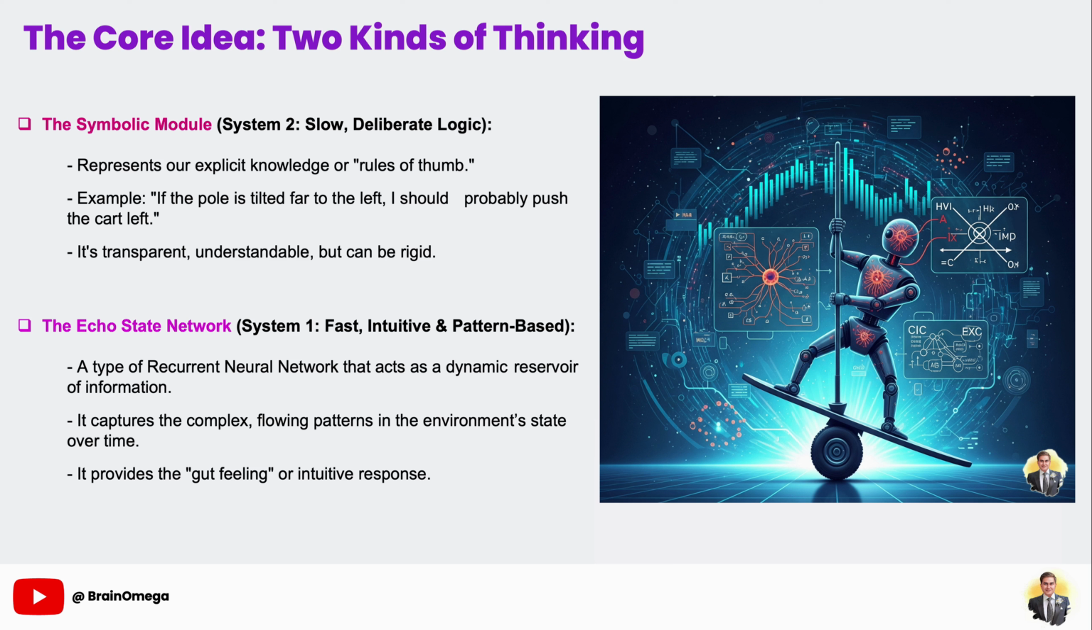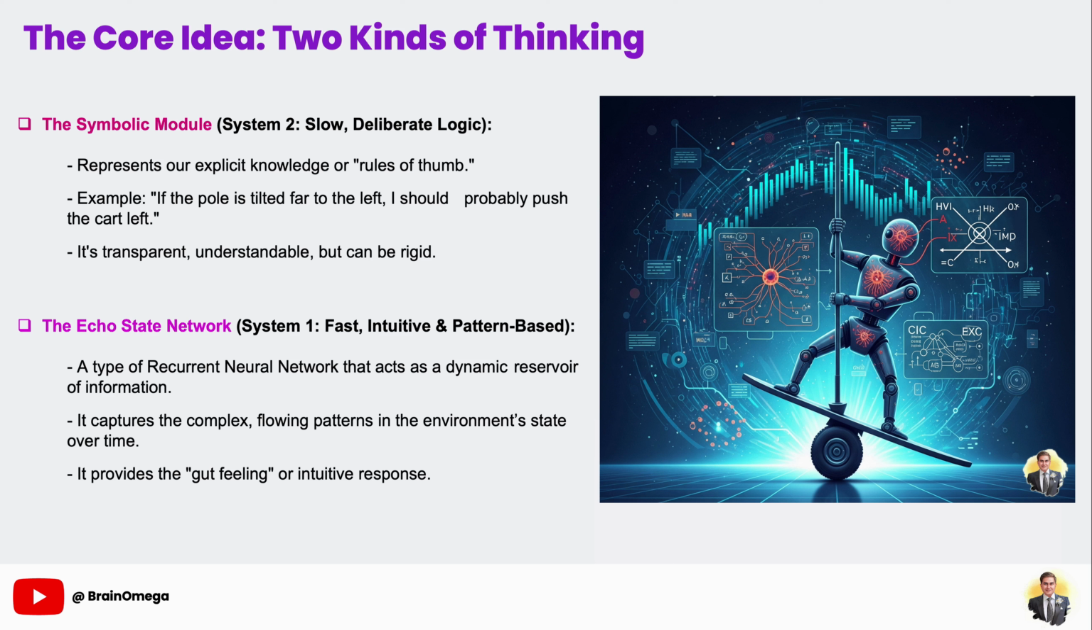So, what is the big idea behind our neuro-symbolic agent? We're essentially trying to give our AI 2 different ways of thinking, much like humans do. First, we have our symbolic reasoning module. You can think of this as System 2 thinking. It's slow, deliberate, and based on logical rules that we explicitly write. It's our AI's common sense or rulebook.